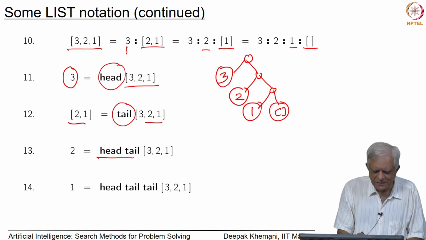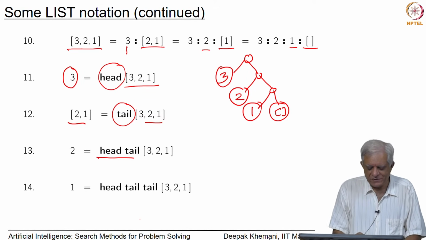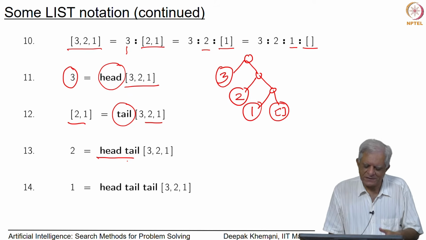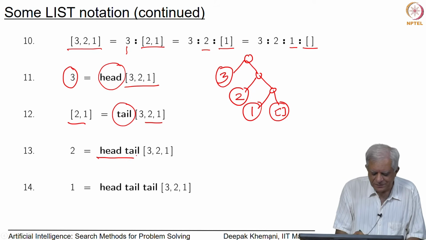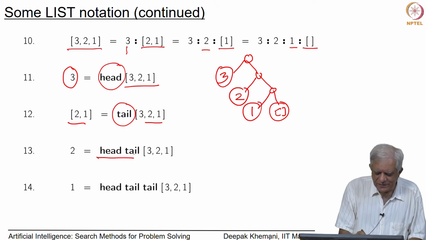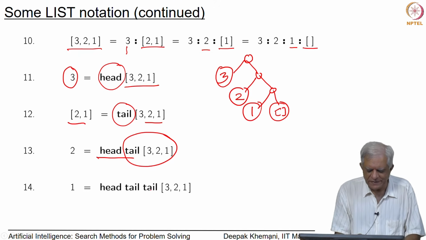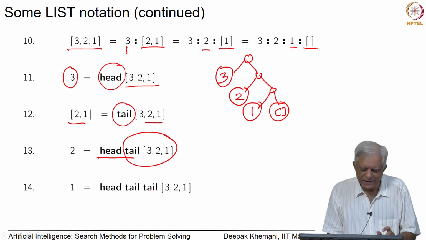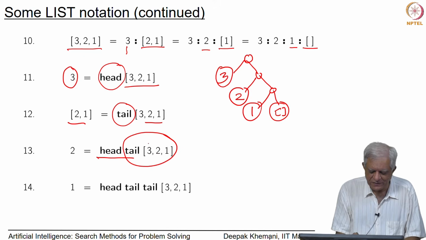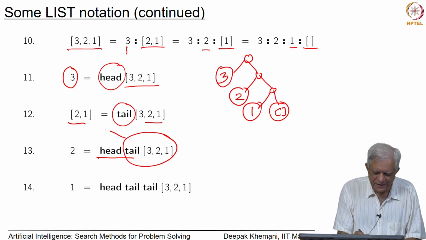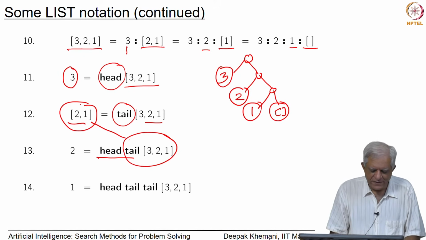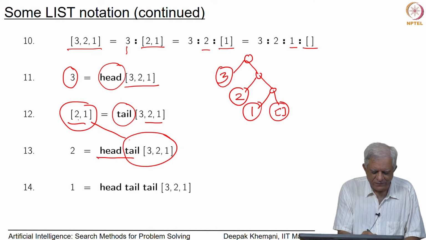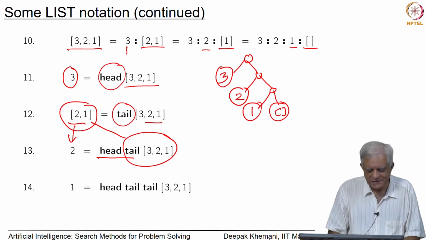We can even use something like head of tail. So, head of tail applies sequentially. First we look at tail of. The argument to head is this element called tail of 3 2 1. What is tail of 3 2 1? Tail of 3 2 1, we have already seen, is the element 2 1, and when we take the head of this element, we get the first element, which is 2.